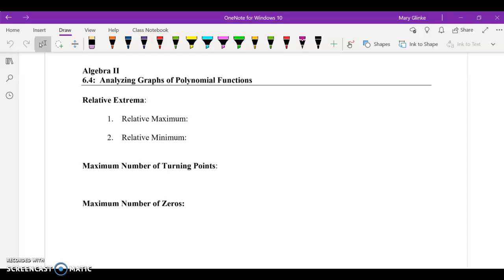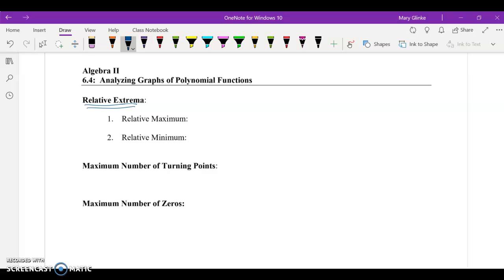Hello, today we're going to be working on 6.4, analyzing graphs of polynomial functions. So it's the moment we've been waiting for. We're going to be graphing things like x to the fifth and x to the seventh. These graphs are going to end up having something called relative extrema.